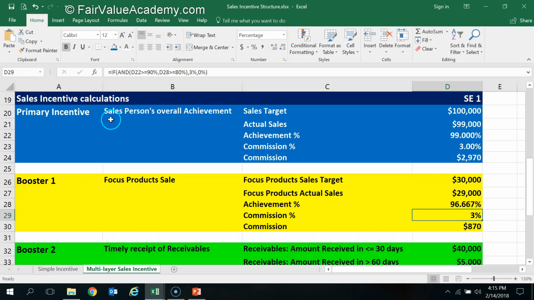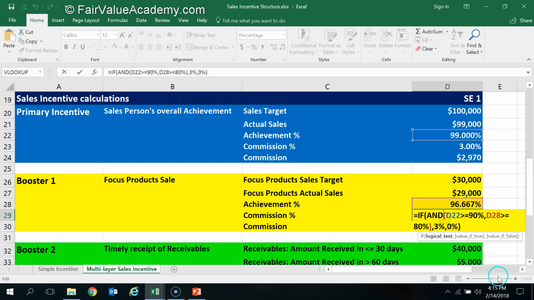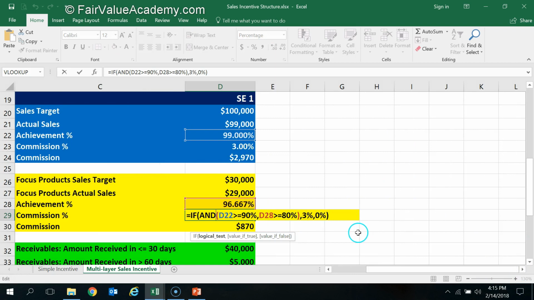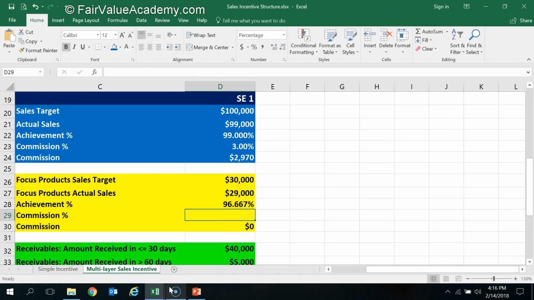So the condition is, let me double click on this and come here. Here you see we have used an AND condition. This is the condition. If D22, which is the primary sales achievement percentage, is greater than or equal to 90%, comma, and this is within AND, D28, which is the achievement of focus sales target, is greater than or equal to 80%, then he gets 3%, otherwise 0%. Let me delete this and write it once again so that you see it.